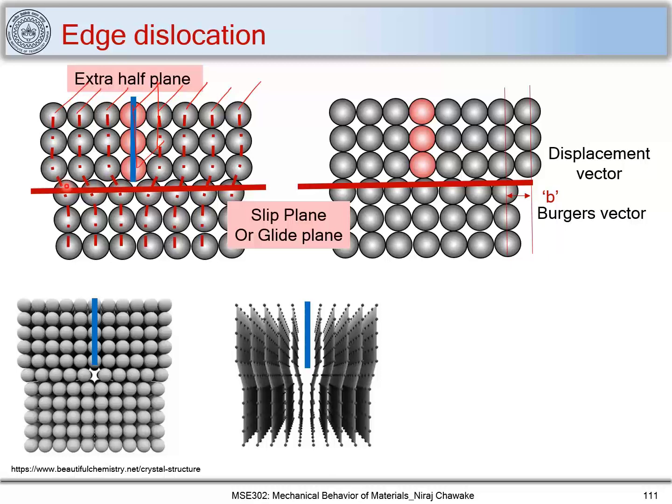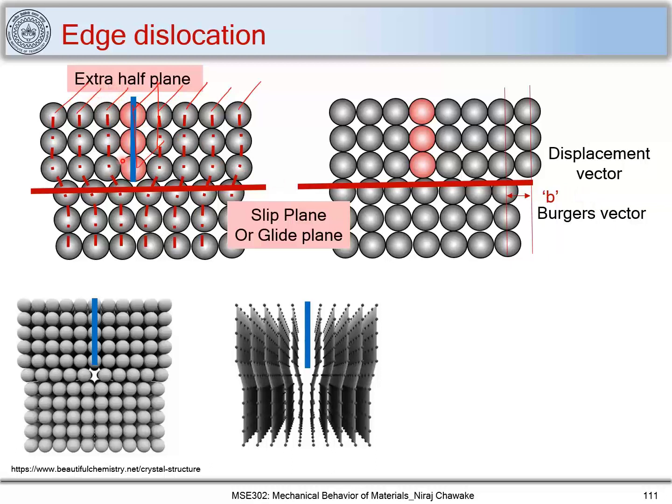Now let me define what a slip plane or glide plane is. It is the plane of atoms on which slip occurs or a dislocation glides. I am calling this a dislocation now; we will define what it is, but the plane on which this dislocation glides or moves or slips is called a slip plane or a glide plane. So we have been introduced to three terminologies. One is the Burgers vector, which quantifies a displacement vector or which quantifies a deformation.